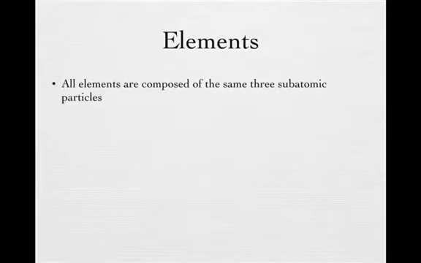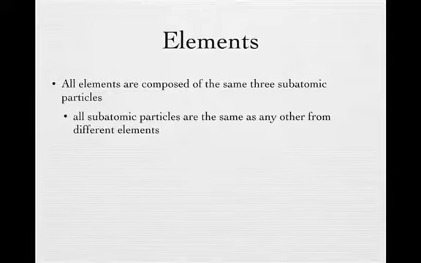So if we look at elements, what we see is that all elements are composed of the exact same 3 subatomic particles. So all of the elements, all of the atoms that give us all these different properties, are all made up from the same 3 ingredients: protons, neutrons, and electrons. All subatomic particles are the same as those from any other element.